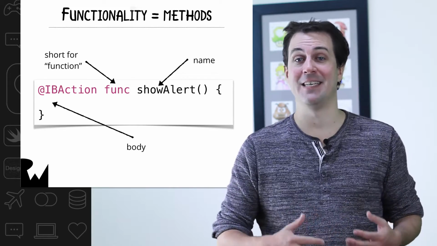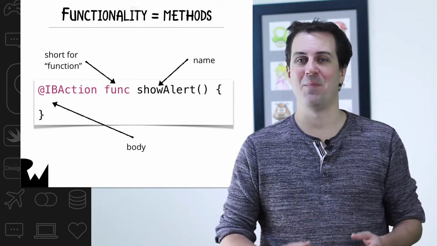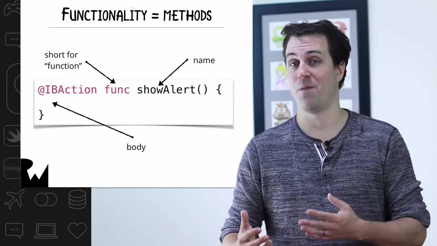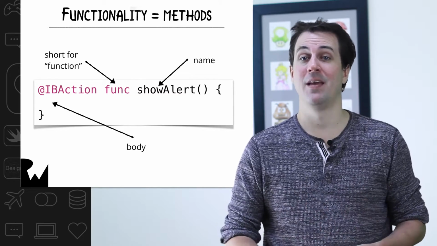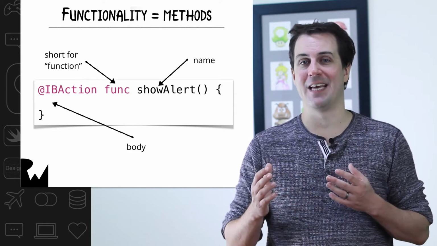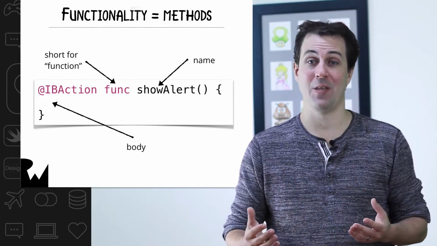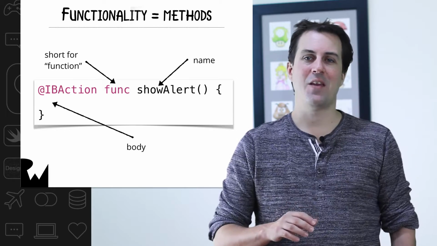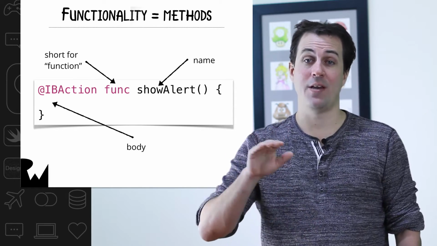Your showAlert action is an example of a method. You can tell it's a method because the line says func, again, short for function. Then you have the name of the method, and then two parentheses where you put the parameters inside. Then you have an area inside curly braces where you put your code. This is known as the body of the method. Each line of code you add to the body will be executed one after the other.